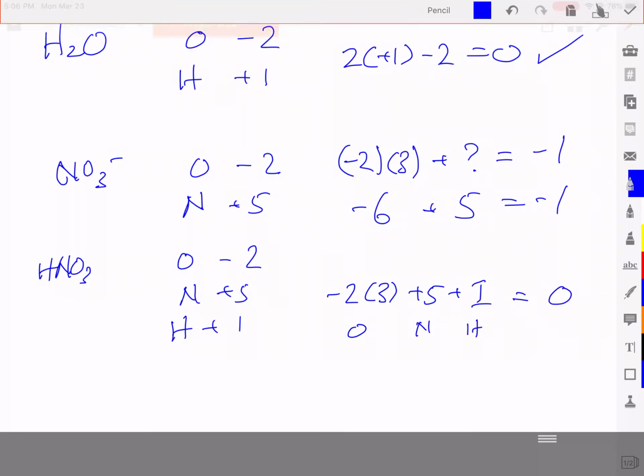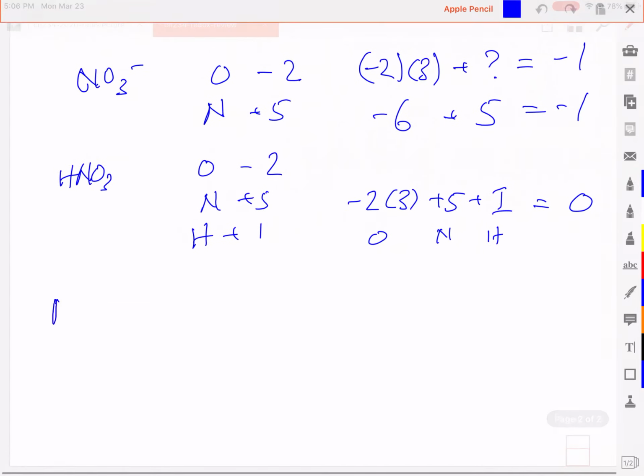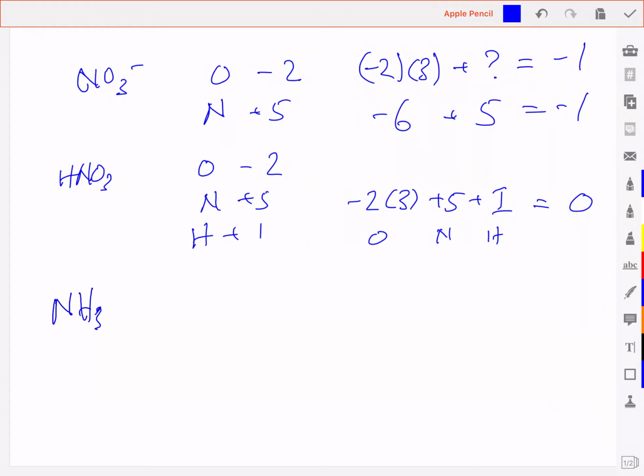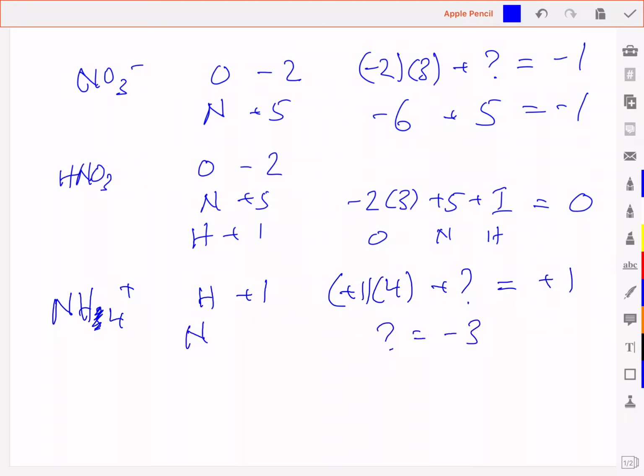All right. And we do another nitrogen species. We can talk about ammonium. And we'll do ammonium. So we go hydrogen, the value of +1. So we got +1 times 4 plus something is equal to +1. So our something has to equal -3. So nitrogen's -3.